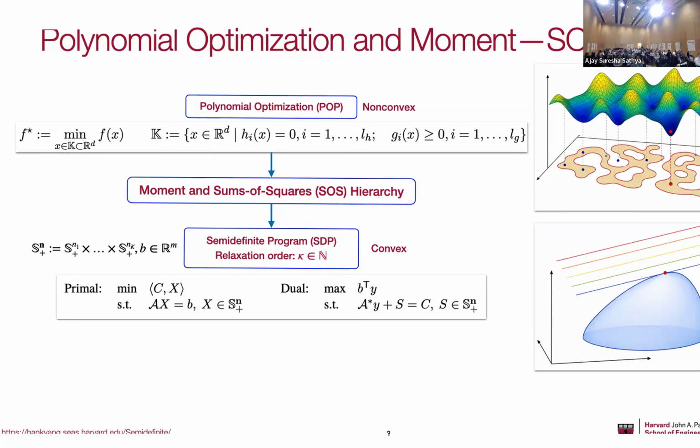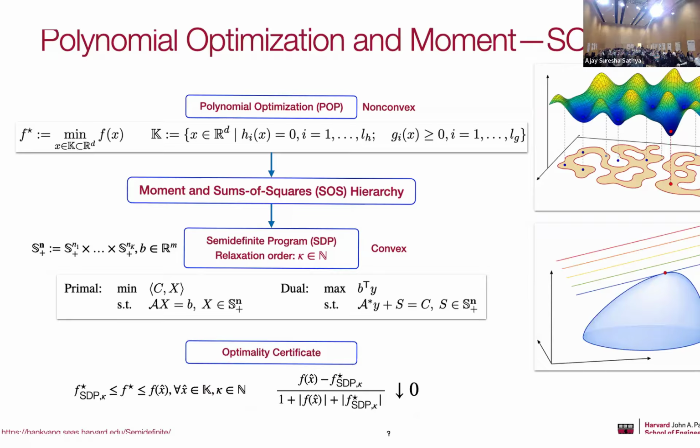So the nice property of this moment SOS hierarchy, indexed by this relaxation order kappa, which is an integer here, is that as this kappa increases, you get a non-decreasing sequence of lower bounds that converge to the optimal f star from below. Right? And therefore, if you have some local minimizer or a feasible point of the original POP, then by combining the lower bound and the upper bound, you can compute what we call a relative suboptimality gap that can potentially certify the global optimality of the solution or quantify the suboptimality if the solution is indeed suboptimal. Okay, so this is the toolbox here.